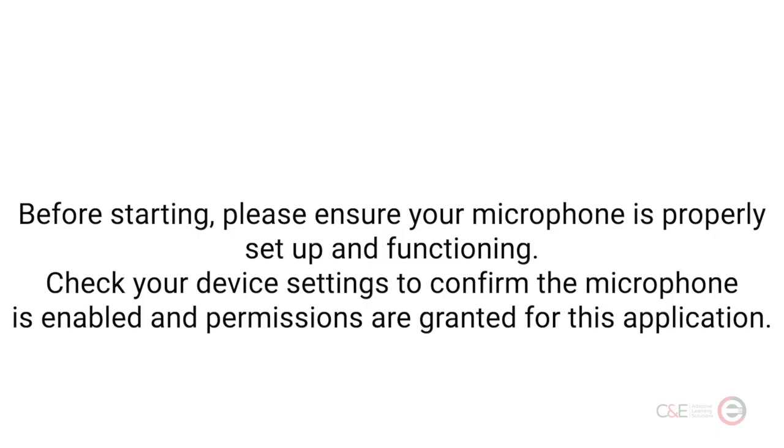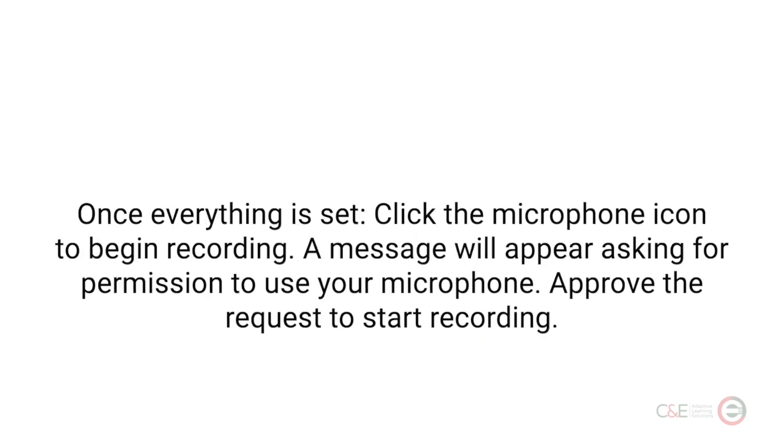Step 3. Before starting, please ensure your microphone is properly set up and functioning. Check your device settings to confirm the microphone is enabled and permissions are granted for this application. Once everything is set, click the microphone icon to begin recording. A message will appear asking for permission to use your microphone. Approve the request to start recording.